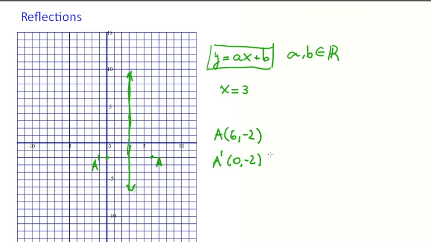Right? And it's basically, well, 6 and 0 are equidistant to x equals 3. Both those numbers have the same distance to this number. So how far is 6 to 3? 3 units. How far is 0 to 3? 3 units as well.